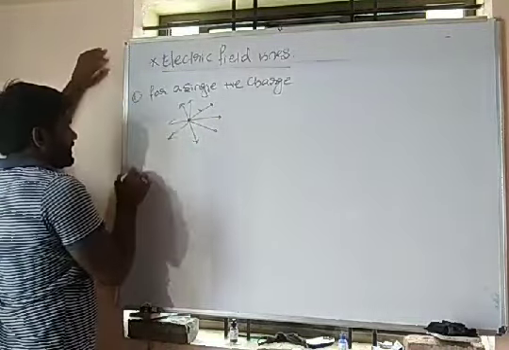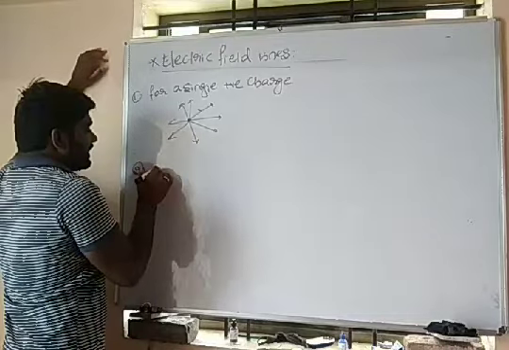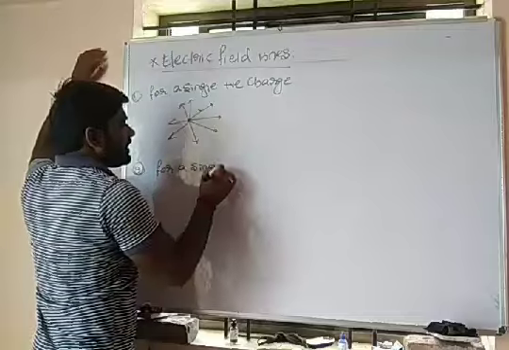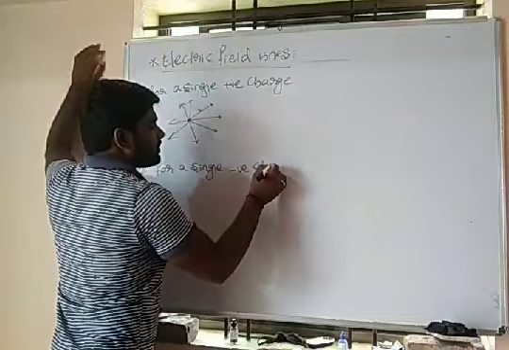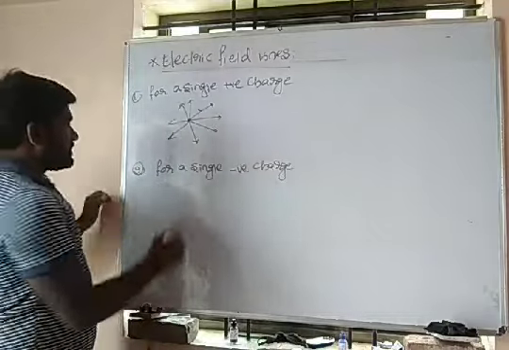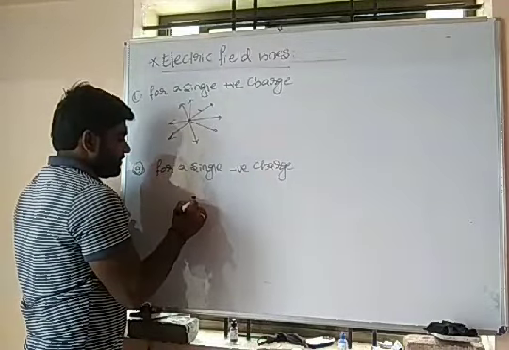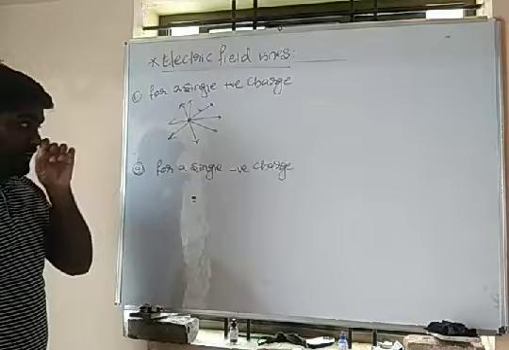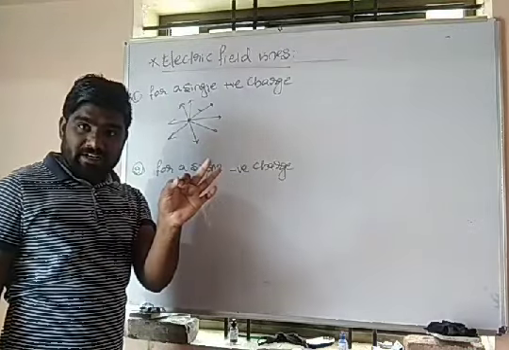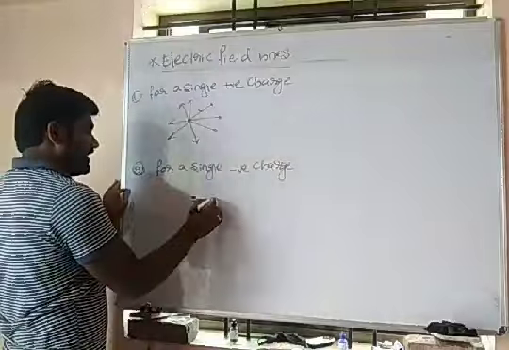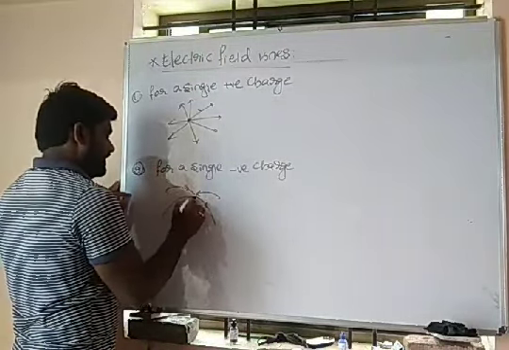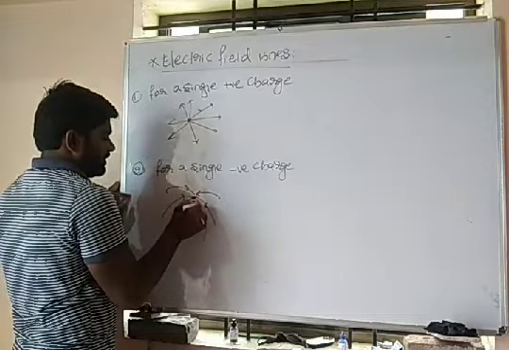If I consider a single negative charge, what is a single negative charge? So here I am keeping a negative charge. If it is a negative charge, then the electric field lines are always radially inward.